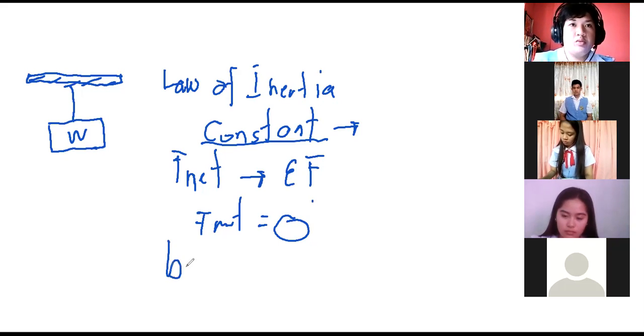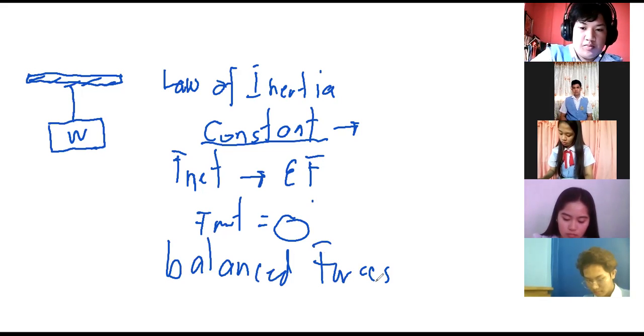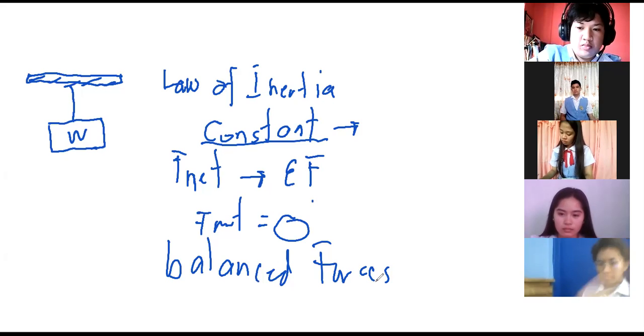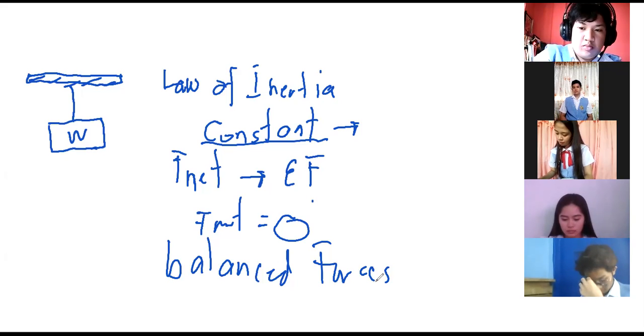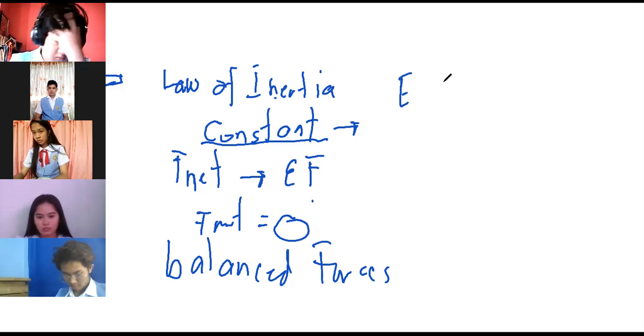Or we term this as balanced forces. Balanced forces, because if you sum it all up, the answer will be equal to zero. So that's how we relate and discuss the first law of Newton. The total net force acting on the system is equal to zero, and that is balanced forces. Okay, and that is why we have this term equilibrium.